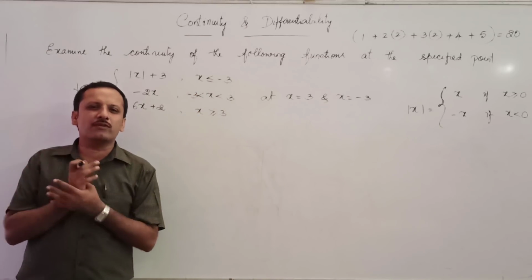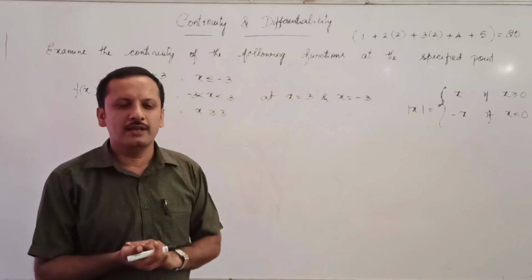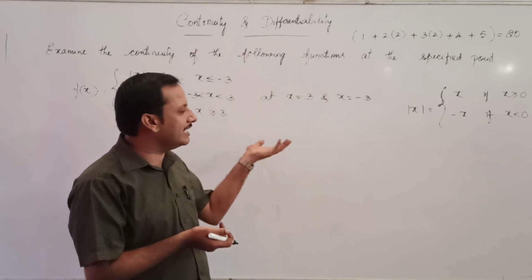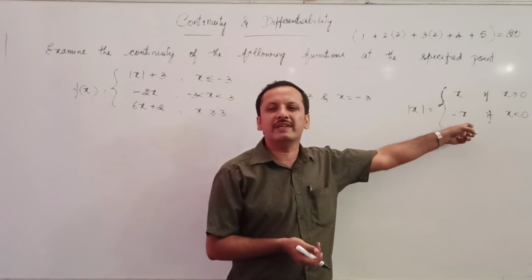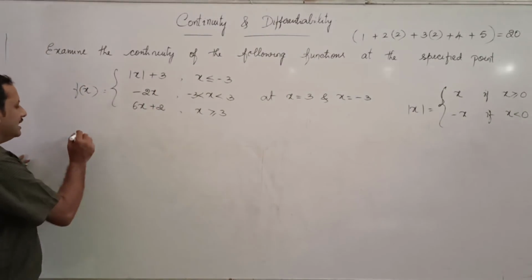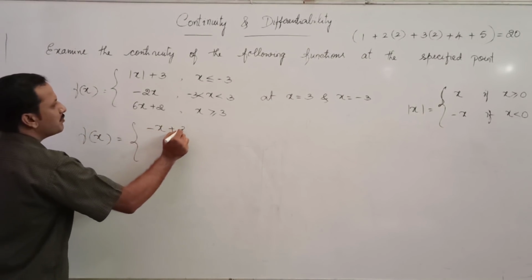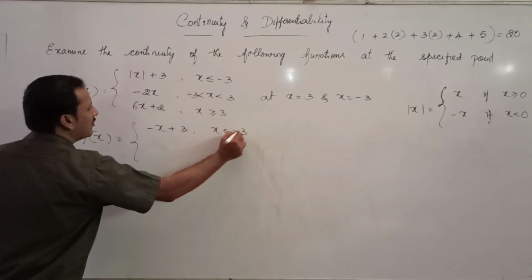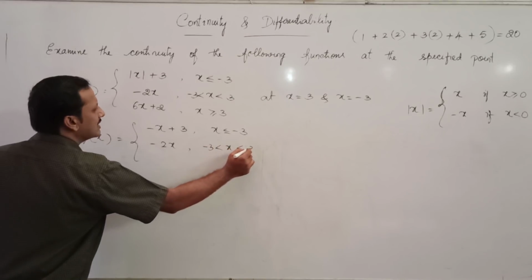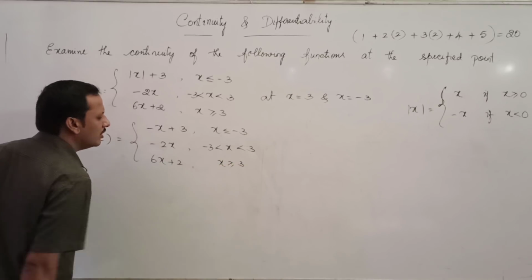X is less than or equal to minus 3 means whether x is positive or negative. Yes, you are exactly right. X is negative. So when x is negative, I can replace mod x with minus x. So here I am replacing mod x with minus x. So this f of x can be written as minus x plus 3 when x less than or equal to minus 3, minus 2x when x is greater than minus 3 but less than 3, and 6x plus 2 when x is greater than or equal to 3.